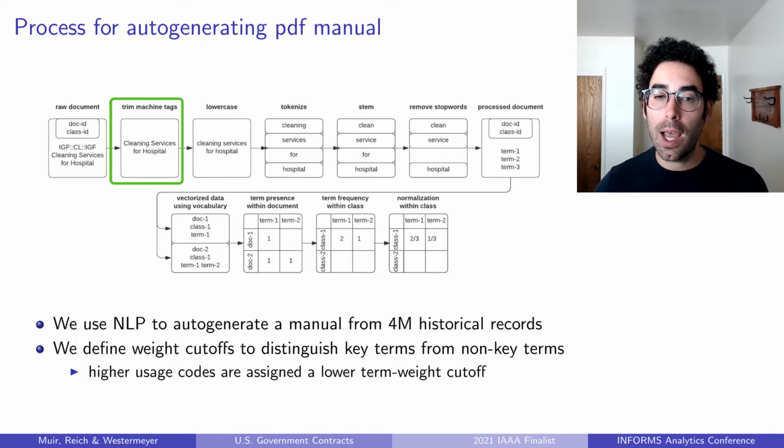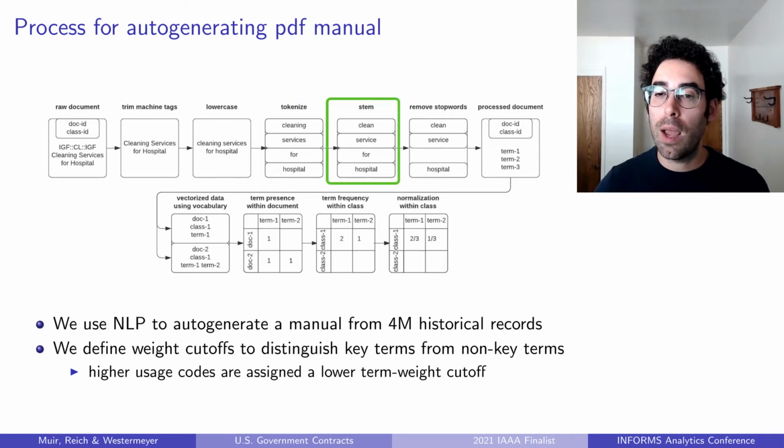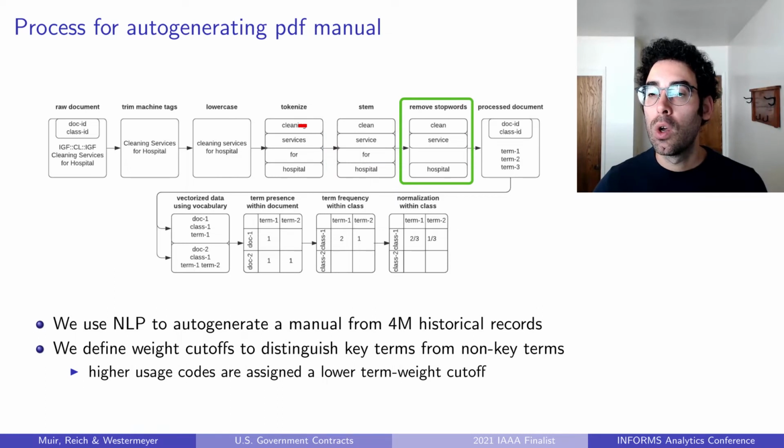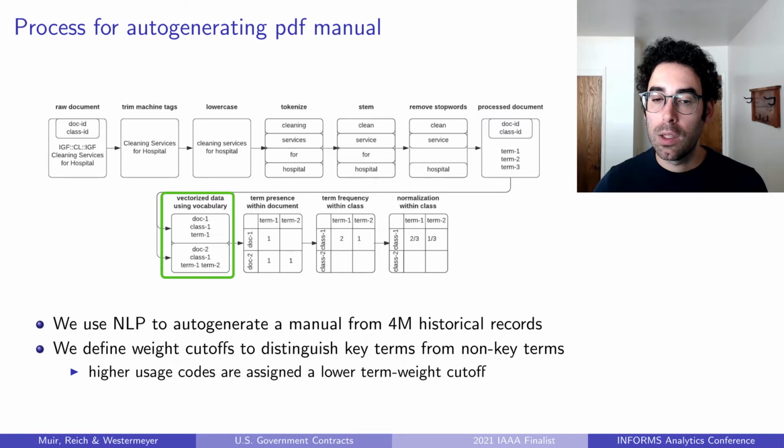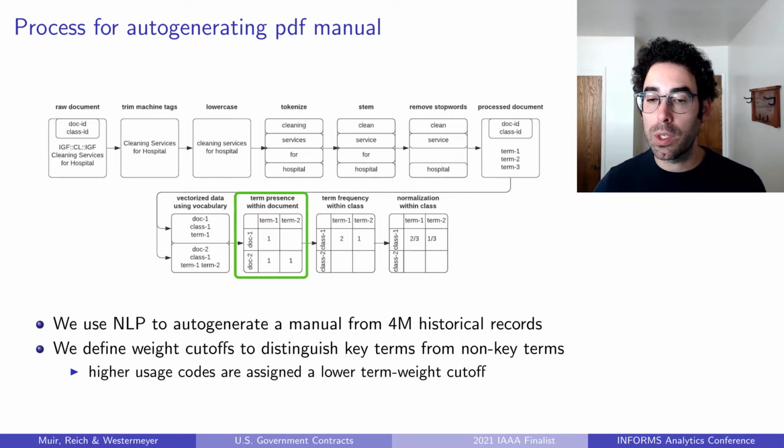So you trim those tags, you put the whole thing in lowercase, we tokenize it, so that splits up the words. We stem those words, so for example, cleaning becomes clean. We remove words that are called stop words that aren't overly important, things like for or the or in. And then you have a processed document. You combine those processed documents together into a term presence matrix, where that tells you for each document, does any given term appear or does it not appear? So it's ones and zeros.